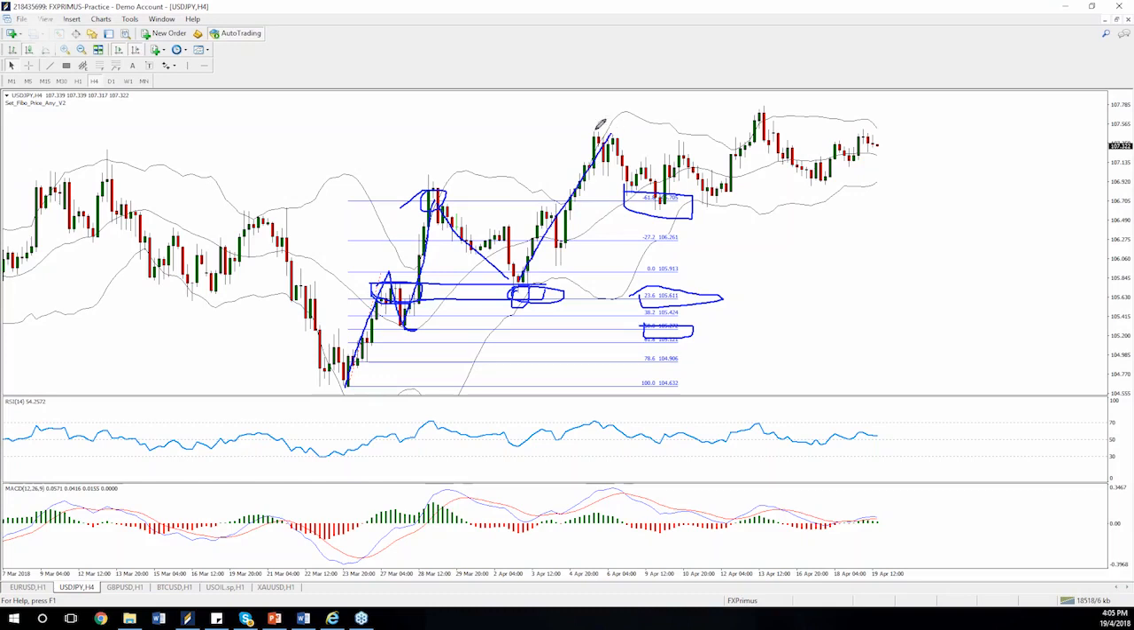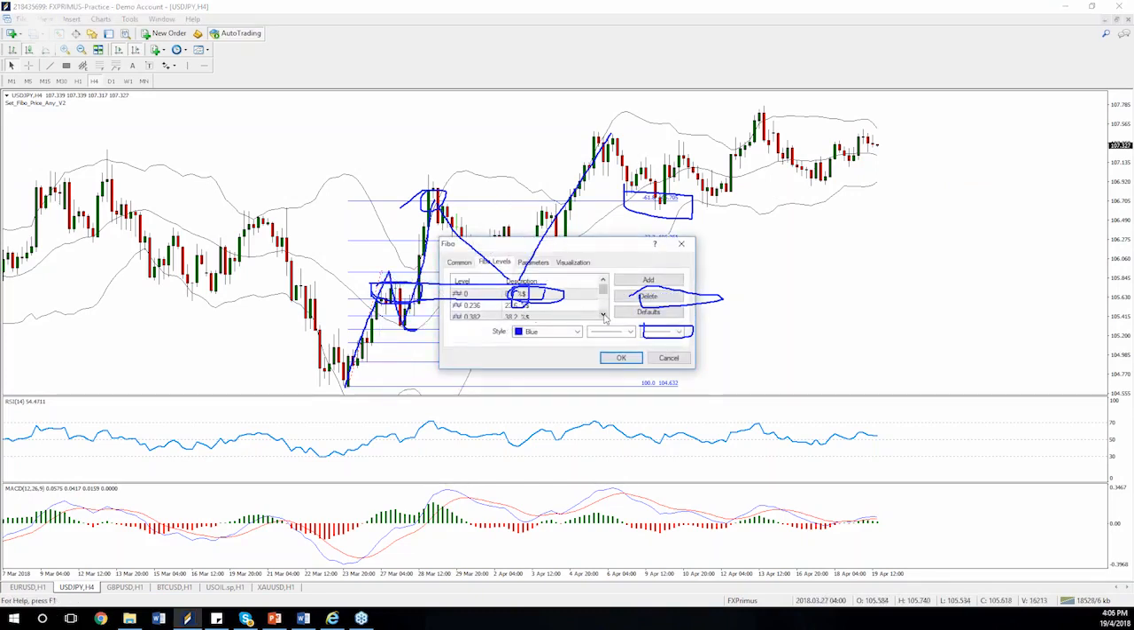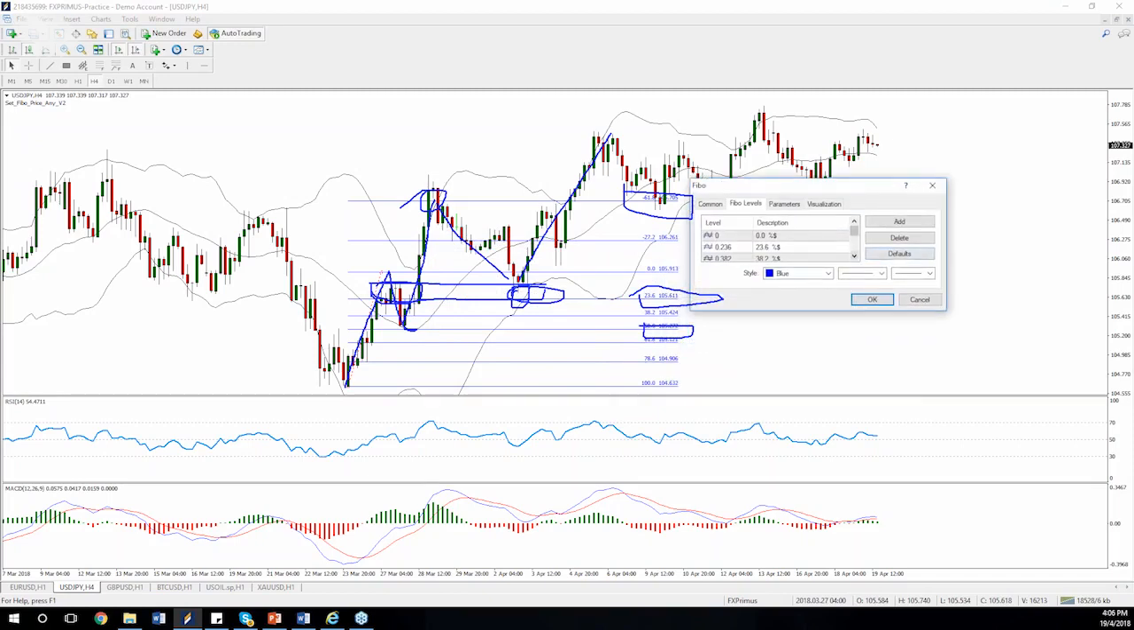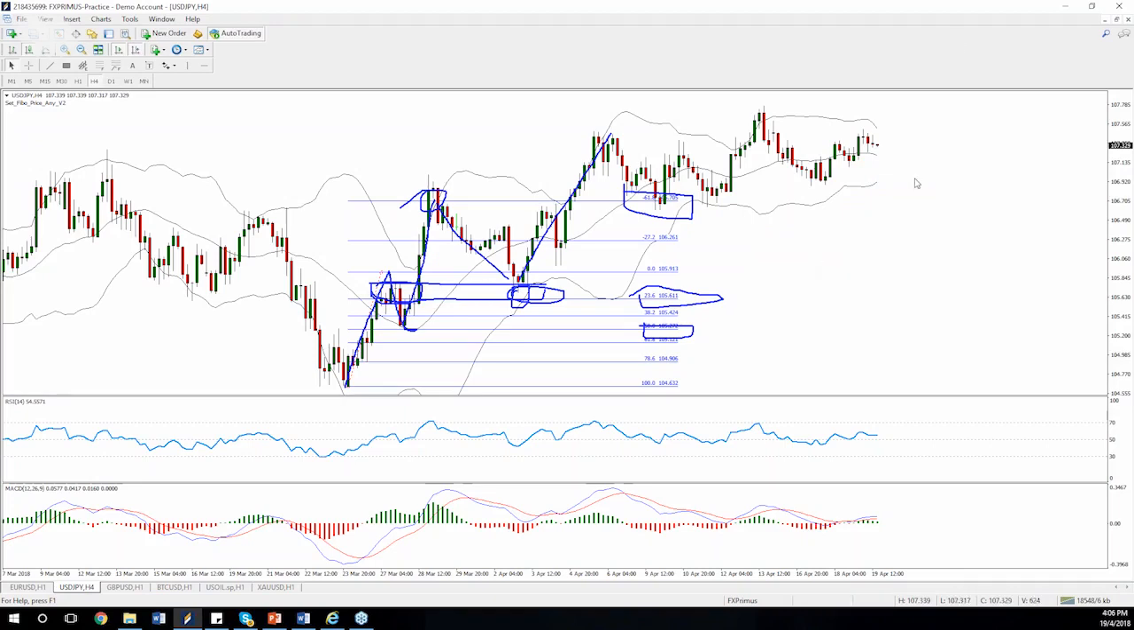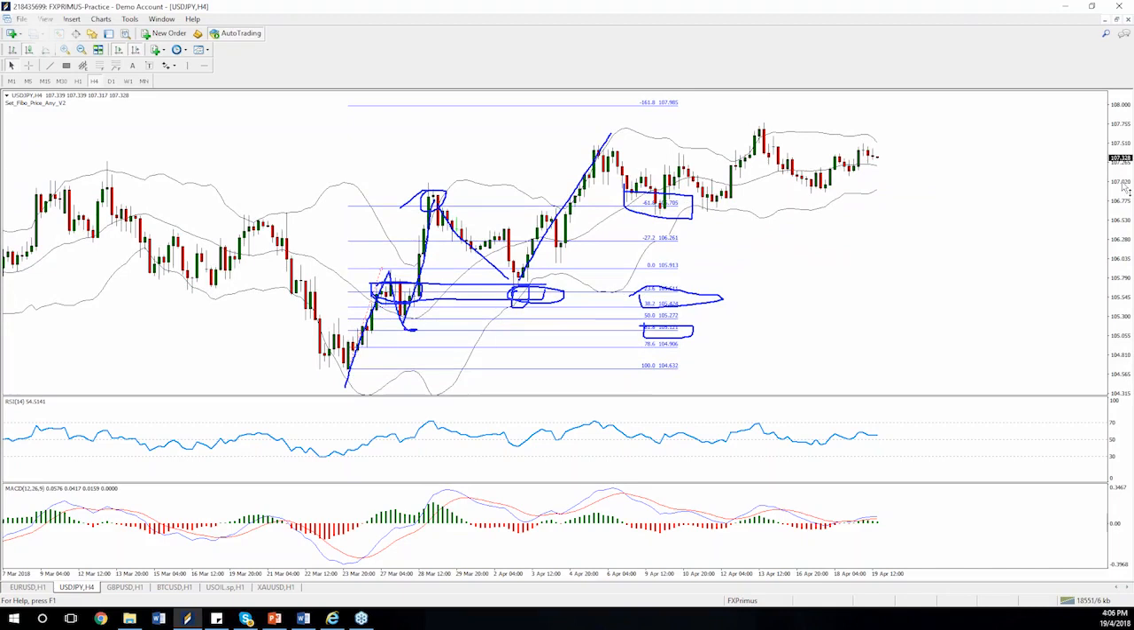Okay, and the third wave is probably the 161.8. So let me just get this added to see where exactly it goes. Just as an example, add another line that's a minus 1.618. Let's look at this. Oh, it's not added for some reason. Okay, it is added. There we go.